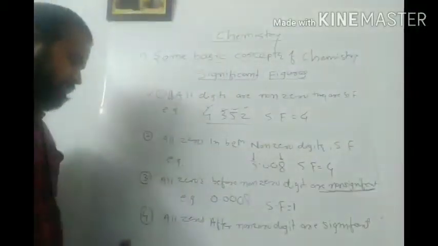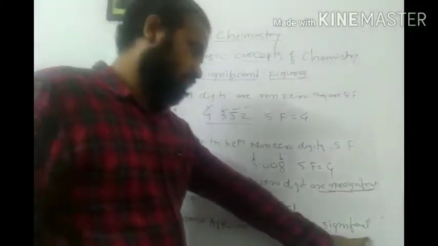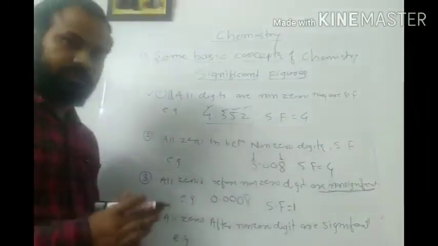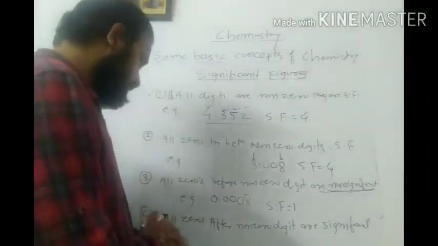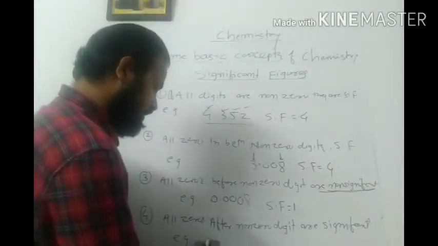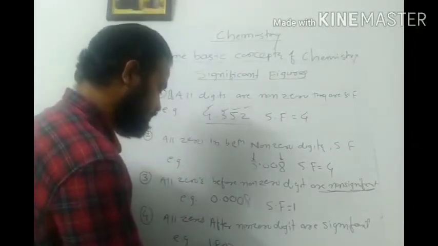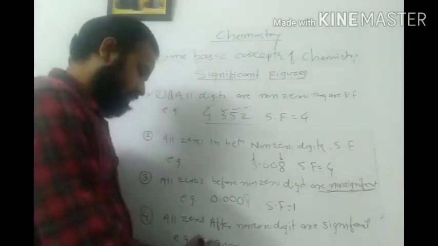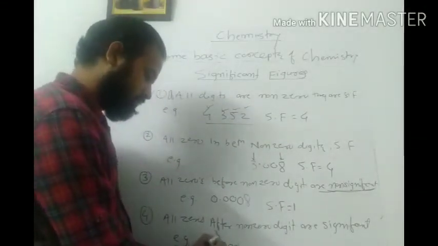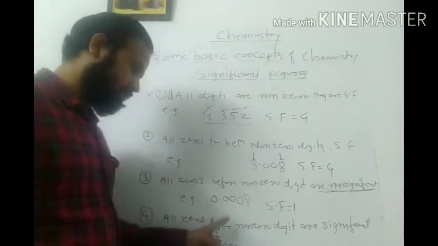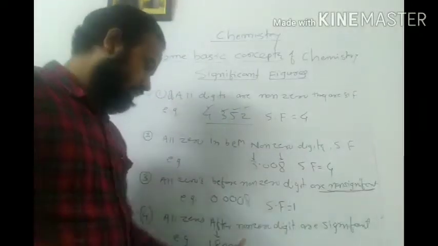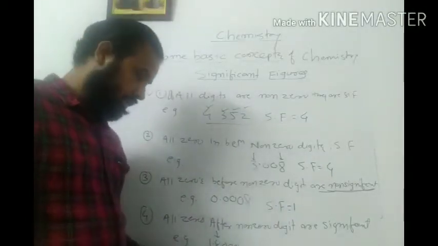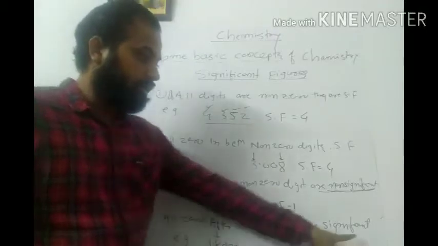Okay, what does this mean? All zeros after non-zero digits are significant. For example, I will give you an example so that it will be clearer for all of you. Let us say 1.800 is there. This digit is non-zero, and according to the rule, all zeros after non-zero digits are significant. After this non-zero digit, there are 3 zeros, but they are significant.